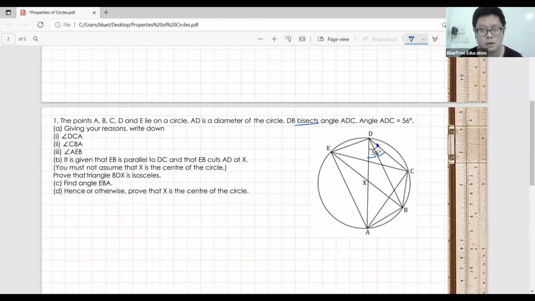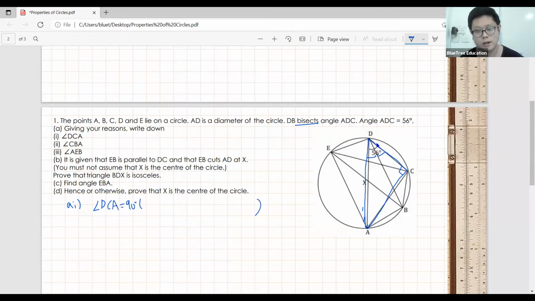So they only give us one angle, which is ADC itself, and in part one they want us to find DCA. Because they tell us that AD is a diameter, if you focus on this triangle here using the diameter and DCA, there is one property that you can immediately use. What is that angle called? It's 90 degrees, yes, but then what is the angle property? You also got to remember.